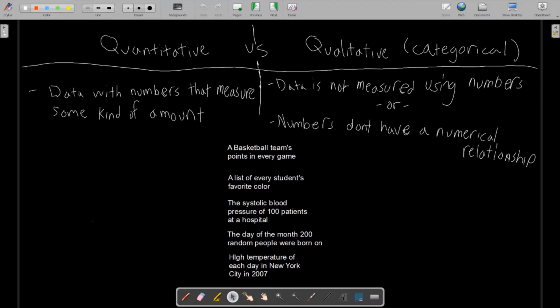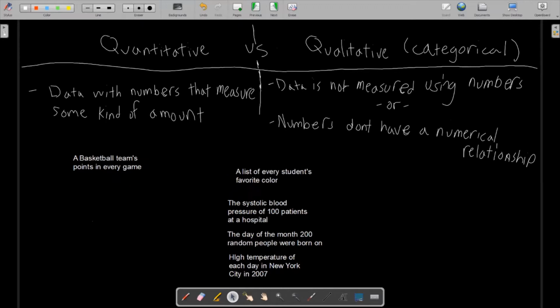Let's start with the first one: a basketball team's points in every game of their season. That would be an example of quantitative data. You could score 60 points, 75 points, and those numbers can relate to each other. That 75 is bigger than that 60. A list of every student's favorite color. So responses to that would be blue, green, red, purple. Those aren't numbers, those are categorical.